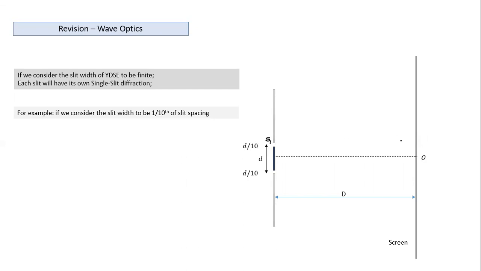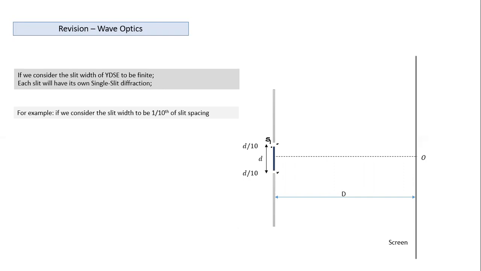Hence, it will form a diffraction pattern on the screen, which will have a fringe width, assuming the small angle approximation, equal to beta given by the standard formula, except that the center bright fringe will be 2 beta. So if both slits are open, this one will form its own single slit diffraction, and this also will form its own single slit diffraction, and both put together will form YDSE. Let's try and make some sense out of it.